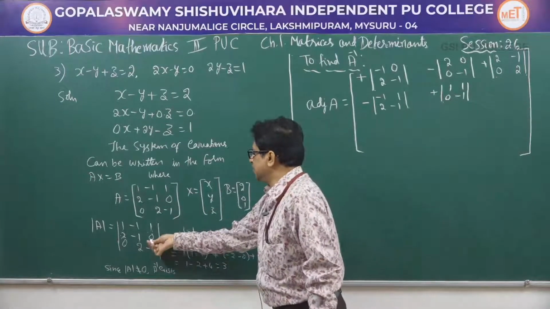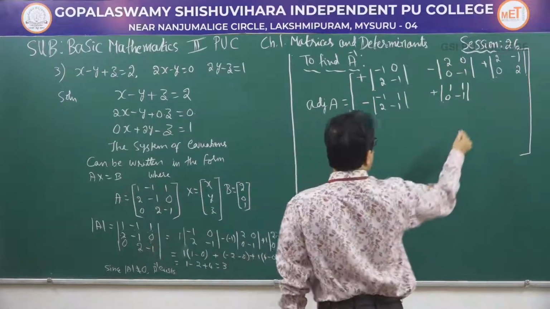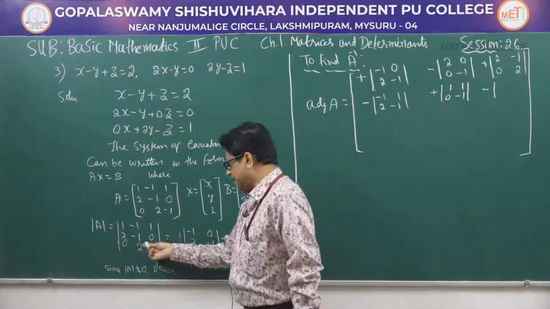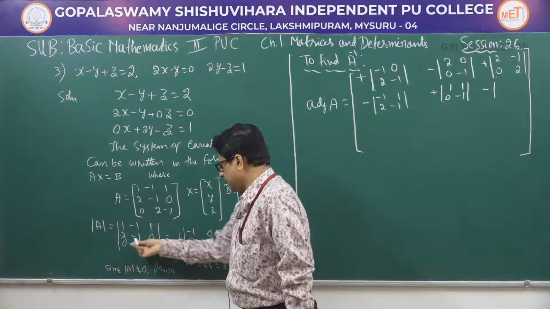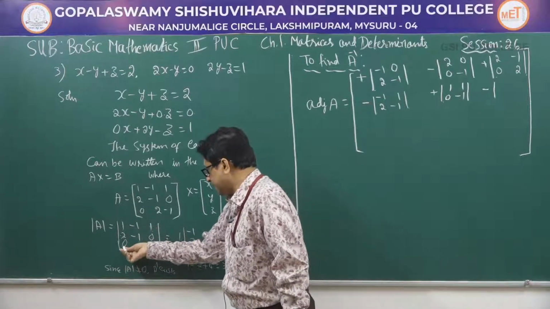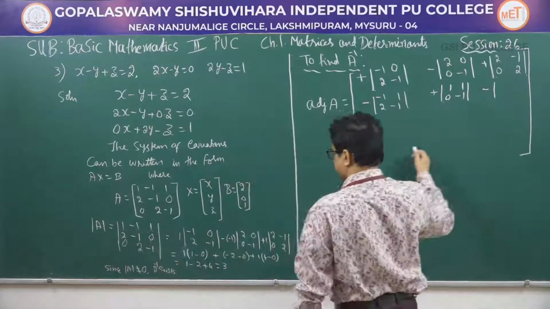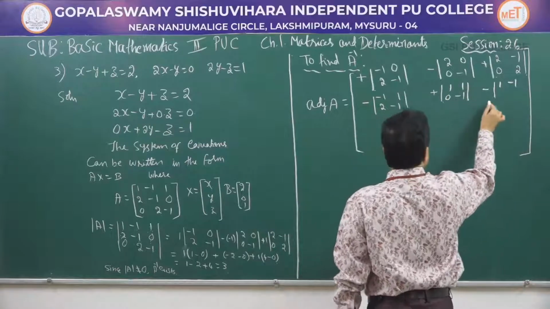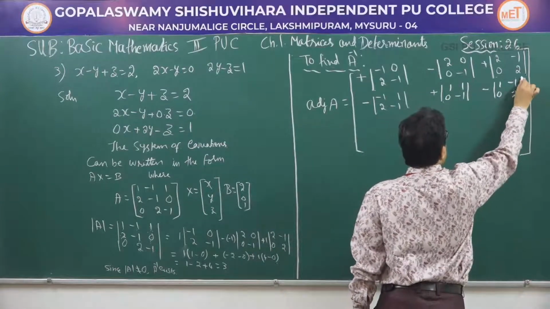Next we shall find the cofactor of 0. First we shall write the sign of the cofactor, minus. So, 0 lies in the second row, third column. We eliminate the second row and third column and take the determinant of the remaining elements. That is determinant of 1, -1, 0, 2.